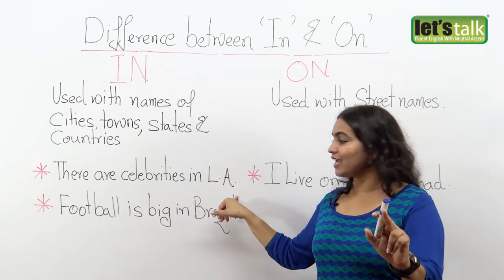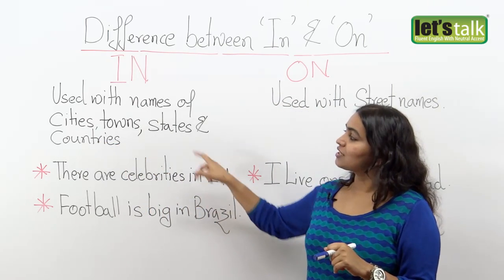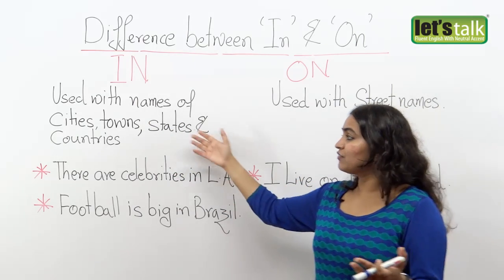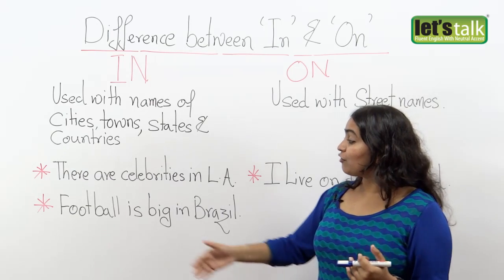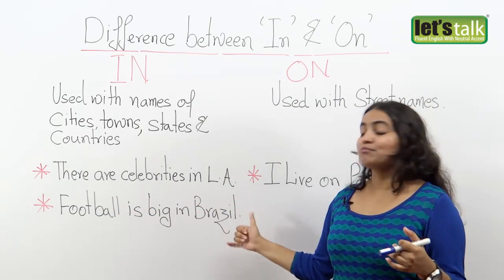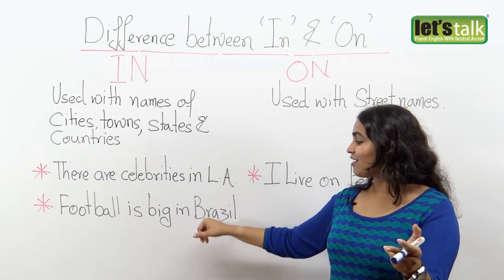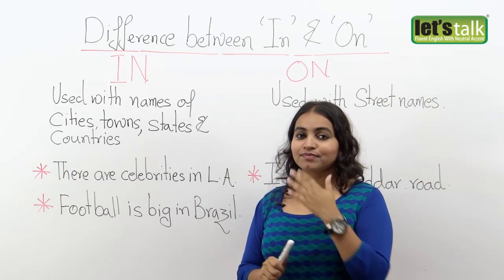You will never say they live on Los Angeles, because we're talking about cities. We're talking about towns or states, or even maybe a specific country. An example like football is a big sport in Brazil, I will never say on Brazil because I'm talking about a country, okay? And that's when I use the word in.